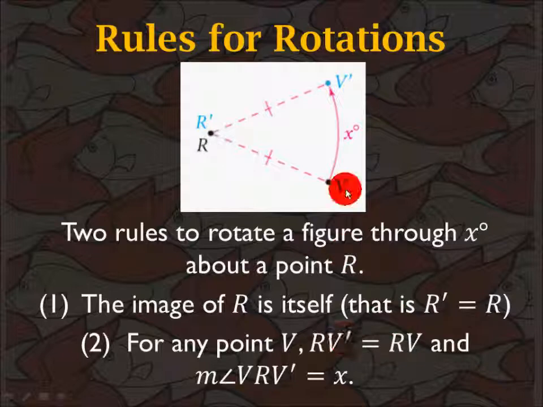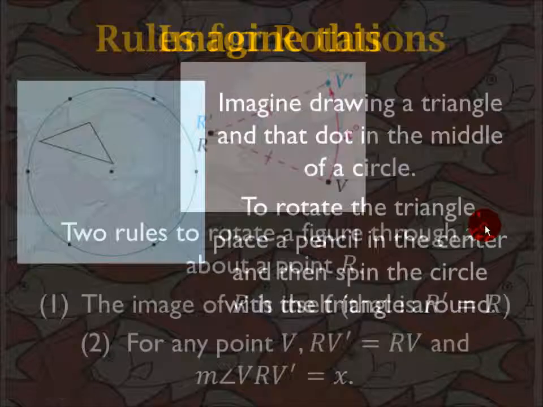Now, for any other point on that figure, let's call it V, the distance is not going to change because it's basically going to be making a circle. So it's like imagine using a compass. So RV, the distance between R and V originally, is going to be the same. It's just pivoting around this point. And this is going to represent how many degrees the object rotated in terms of x degrees. So the image of the point of rotation, the center of rotation, is not going to change. A point that's not on the center is going to be the same distance away as the new point from the center, but it's going to move x degrees in one direction.